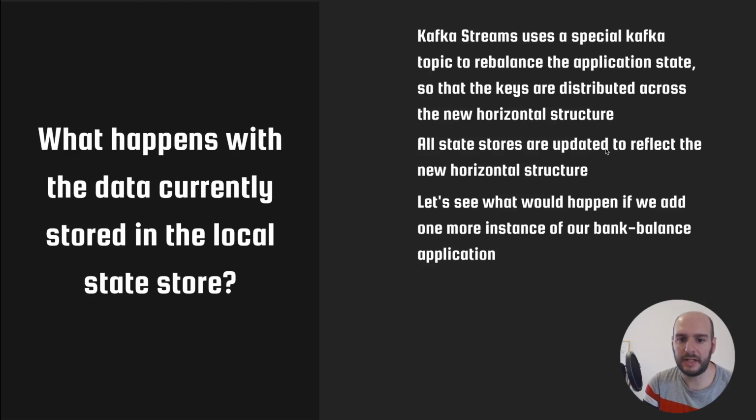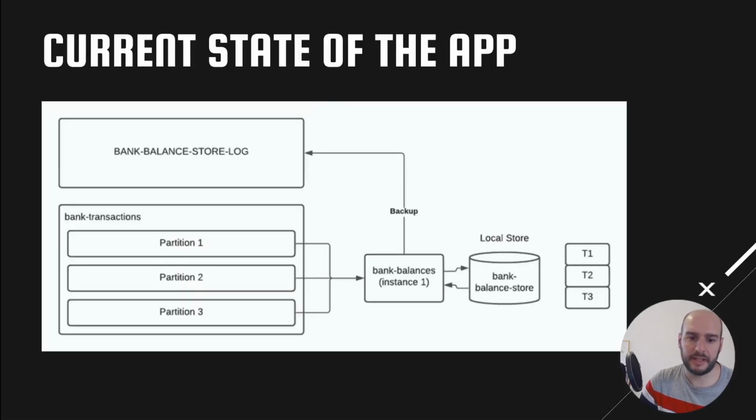What happens when the data is stored locally in the state store? Kafka Streams uses a special Kafka topic to rebalance the application state so that the keys are distributed across the new horizontal structure. All state stores are updated to reflect the new horizontal structure. So let's see what happens when we add one more instance of our bank balance application. This is the current state of the application.